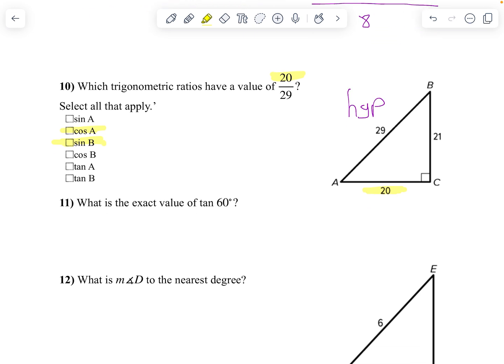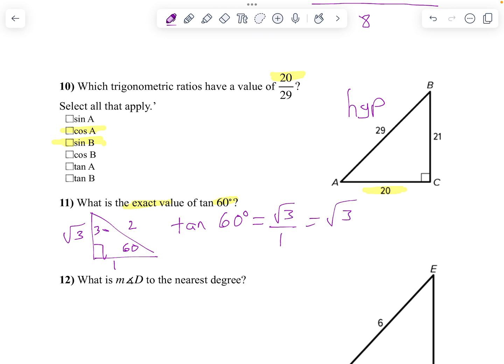Question 11. Once again, I want the exact answer. I don't want a decimal. And I notice we got a 60-degree angle here. So let's draw that out. We've got a 30, 60, 90 triangle, so that's 1, 2, square root of 3. So the tangent of 60 degrees is the opposite, which is the square root of 3, over the adjacent, which is 1, or square root of 3. I don't want 1.7. I don't want you using your calculator on this problem.